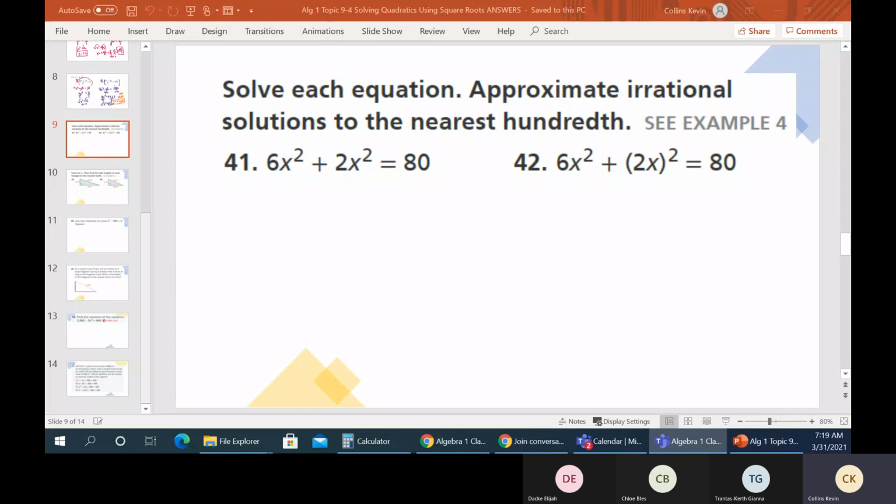So what this means when they say approximate irrational solutions is we're not going to get nice perfect squares. Okay? So we'll just go calculator city on this, and we'll get an approximation to the nearest hundredth. So that's 2 decimal places, because the first decimal place is the tenths, and the next is the hundredths. So it's like rounded to the nearest penny, so to speak.